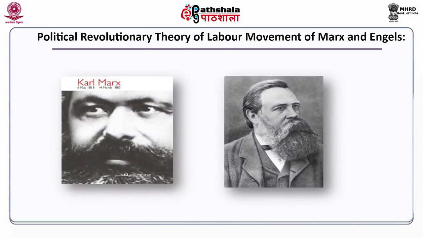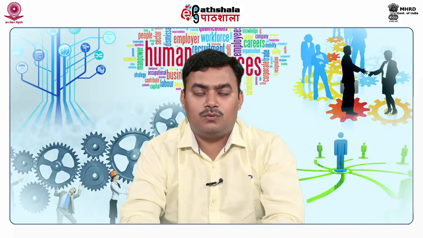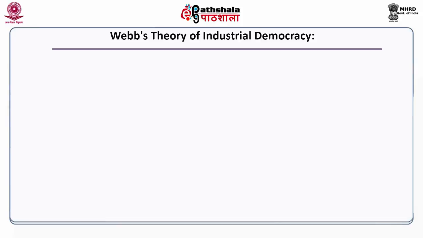Political revolutionary theory of labor movement of Marx and Engels. The theory is based on Adam Smith's theory of labor value. Its short-run purpose is to eliminate competition among the labor, and the ultimate purpose is to overthrow capitalist businessmen. Trade union is a pure and simple class struggle, and the proletarians have nothing to lose but their chains, and there is a world to win.